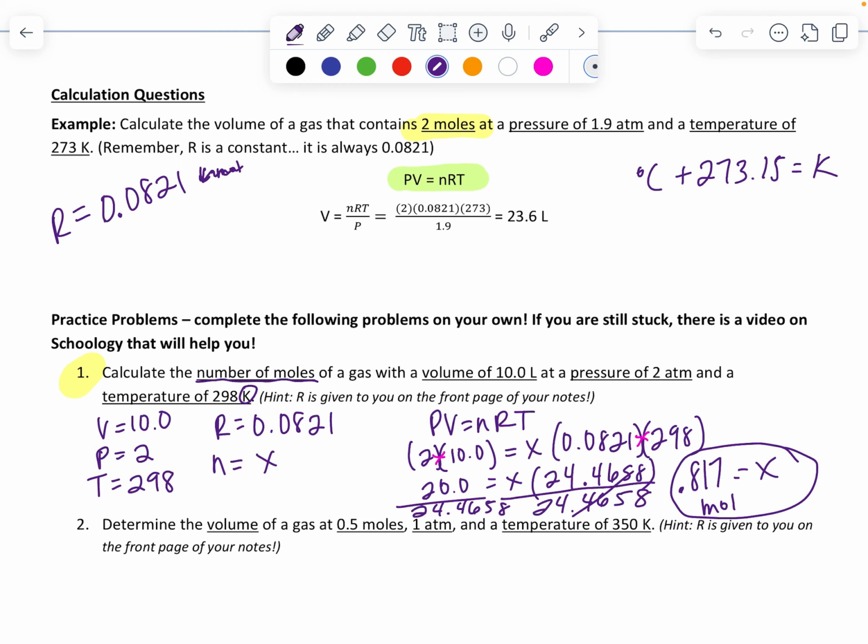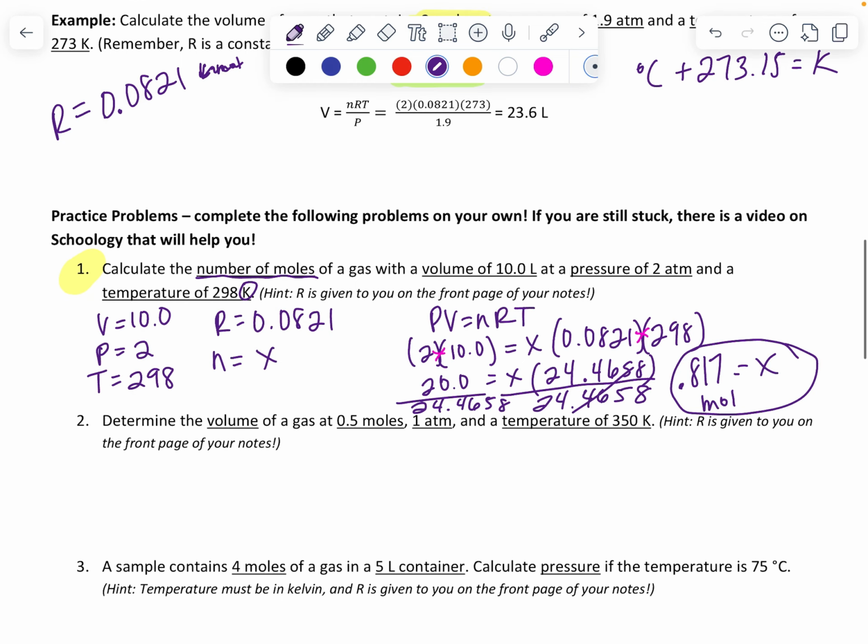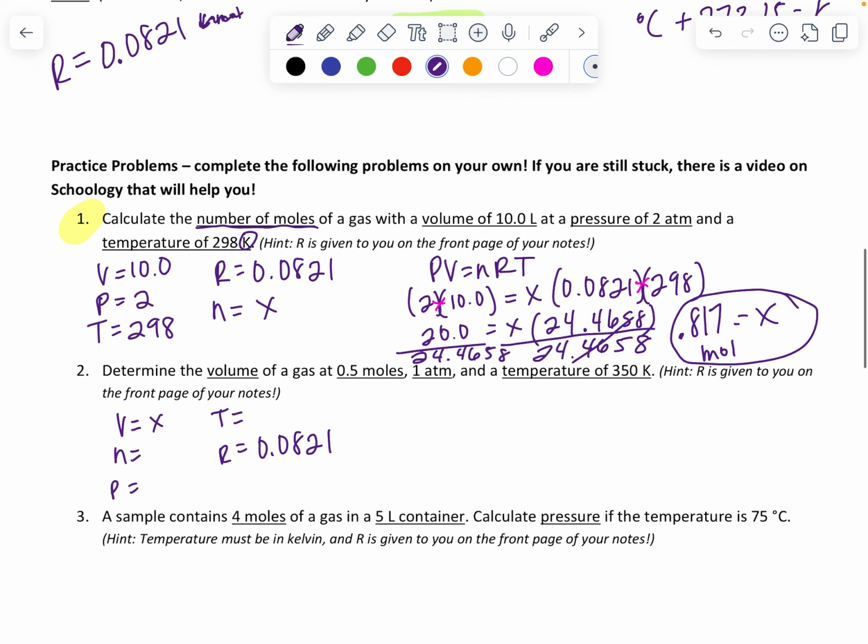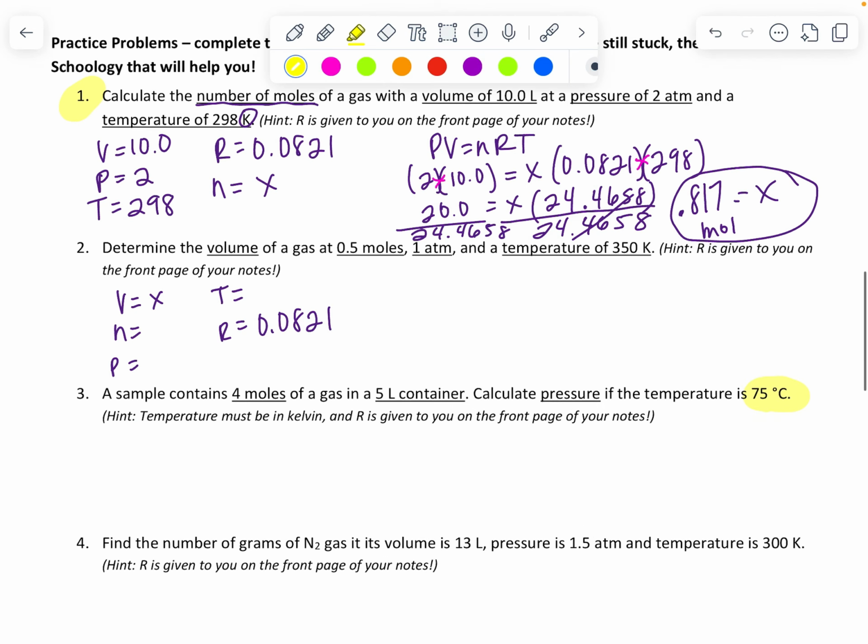For the rest of these, you're going to set them up exactly the same. Number 2 is just asking you to find volume. Volume is going to be the X, and I'm going to write out all of my other variables. Remember, R is always 0.0821. Then I'm going to plug it into my formula. They're all the same. The only thing I'm going to point out is that this is a Celsius temperature, so don't forget you need to convert that to Kelvin.